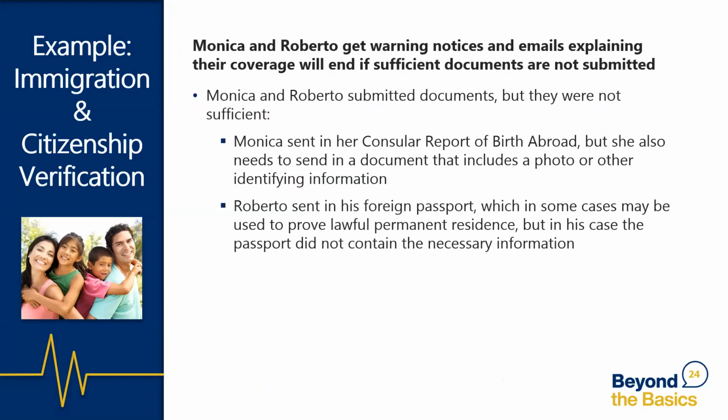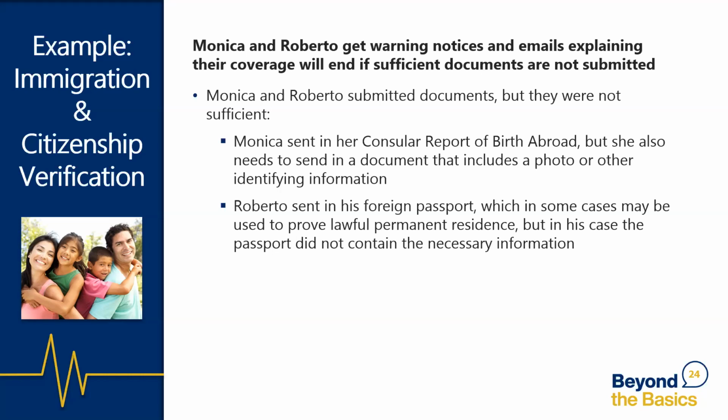Next slide. So Monica and Roberto get warning notices. In addition, they've already gotten the EDN. They already got that pop up, hey, you have a DMI, you need to provide information. They got the pop up at the time that they submitted the application. They got in their eligibility determination notice information, and then they get the warning notices that provide a little bit more information about what people need to provide to sufficiently document their immigration status.